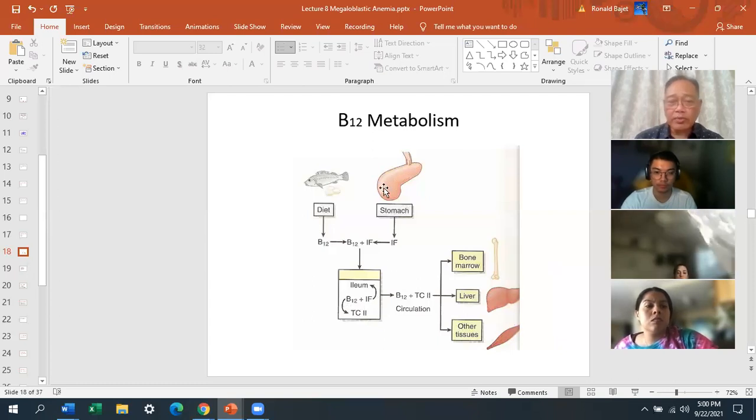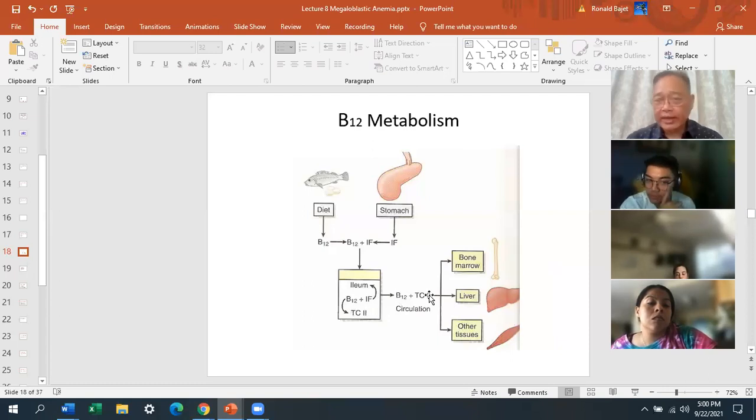Okay, so intrinsic factor from the stomach, B12 from the meat source, forms a complex. It goes through the digestive system. When it gets to the small intestine and the ileum, B12 will come off and bind to transcobalamin 2, and the intrinsic factor will be absorbed by the ileum. So now you have this B12 transcobalamin 2 complex. This is what gets circulated out into your circulatory system, and this is how the B12 gets to your bone, your liver, and other tissues. Okay, so that's how you absorb vitamin B12.